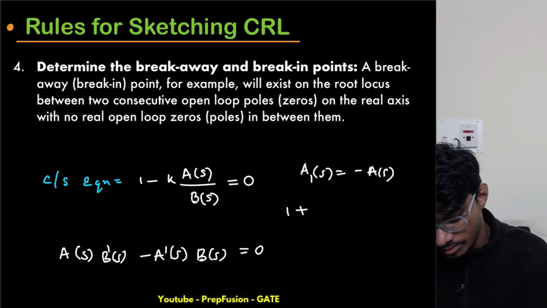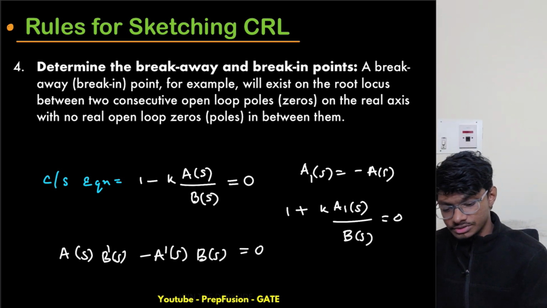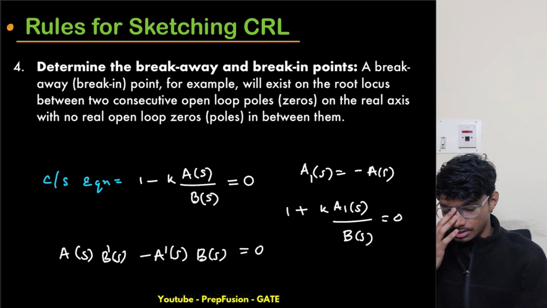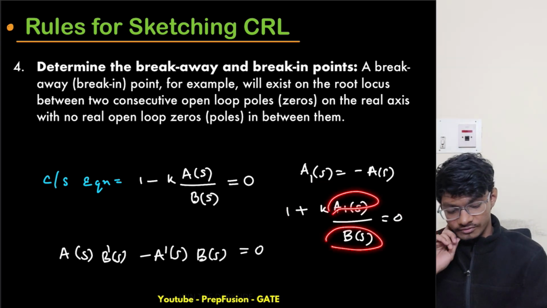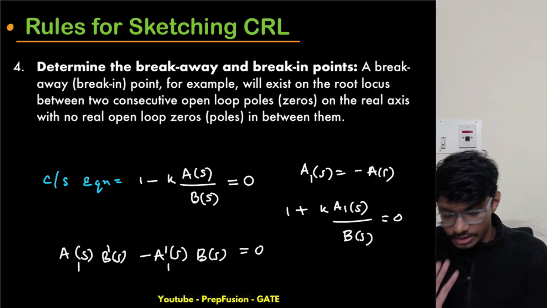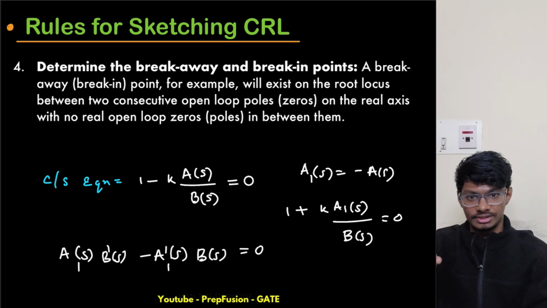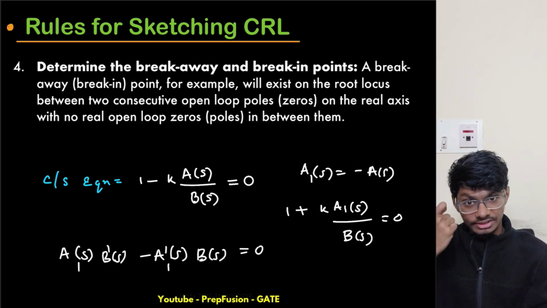Then this will be 1 plus K A1 of s upon B of s. I hope this equation is similar to negative feedback. So let me write this one with A1 of s and A1 dash of s. Just replace A1 of s with minus A of s. What you will see is it doesn't matter. The minus will get cancelled, and again I will get the same equation.